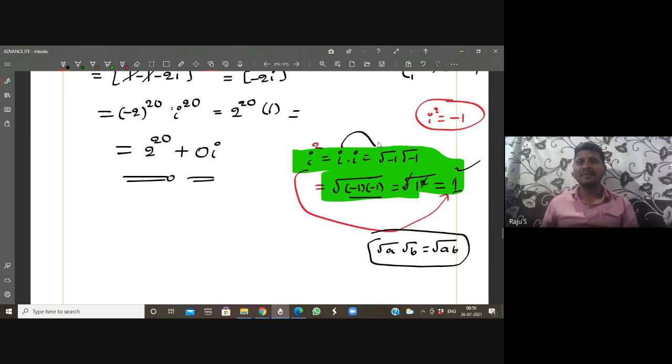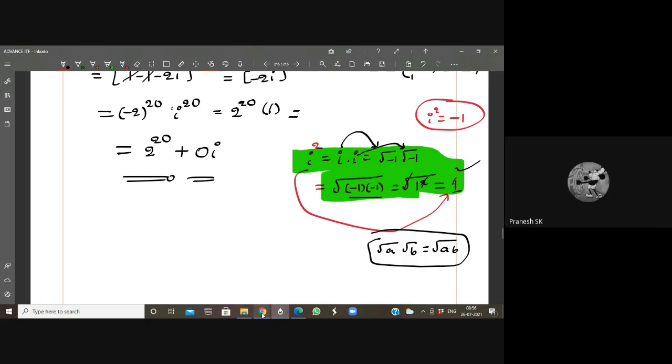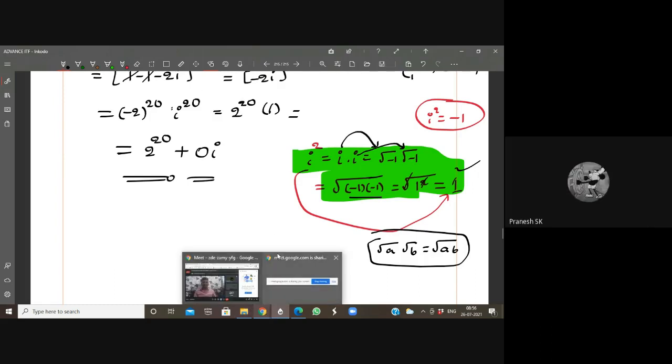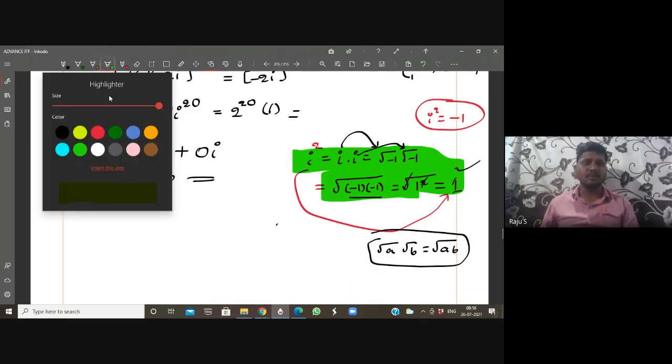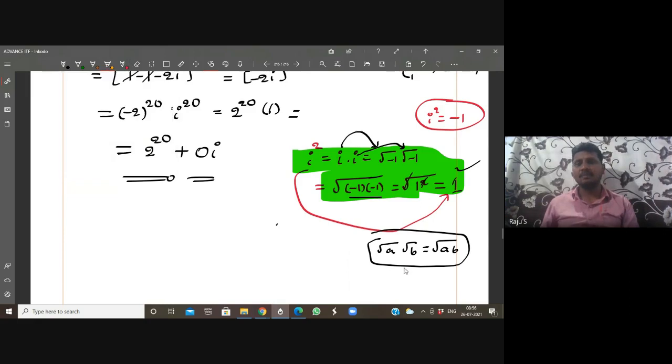Iota is nothing but root of a negative number only, no? I substituted the iota value. Yes. So, sir, maybe that rule doesn't apply for negative numbers. Yeah, absolutely right. Here this root a into root b, we cannot apply for the negative values. It is just for positive real numbers. Root a into root b is equal to root ab for a, b positive real numbers.